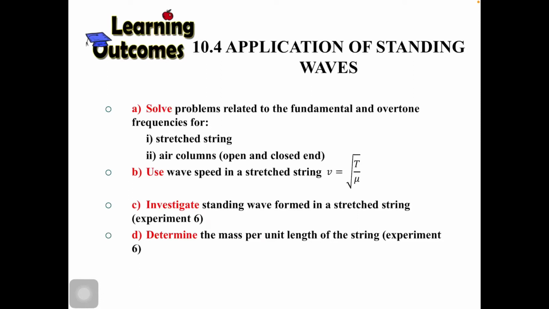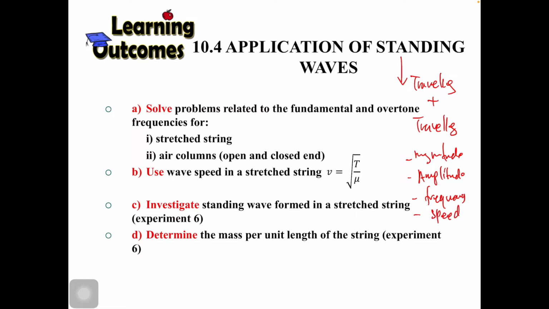Guys, so 10.4 is about application of standing wave. From the previous subtopic we learned that standing waves are a product of when a travelling wave meets another travelling wave. So travelling plus travelling will produce a standing wave. The condition is that both waves must have the same amplitude, frequency and speed. In other words, the amplitude is the same, omega is the same, wave number is the same, and the speed of the wave is the same, but they are moving in opposite directions.